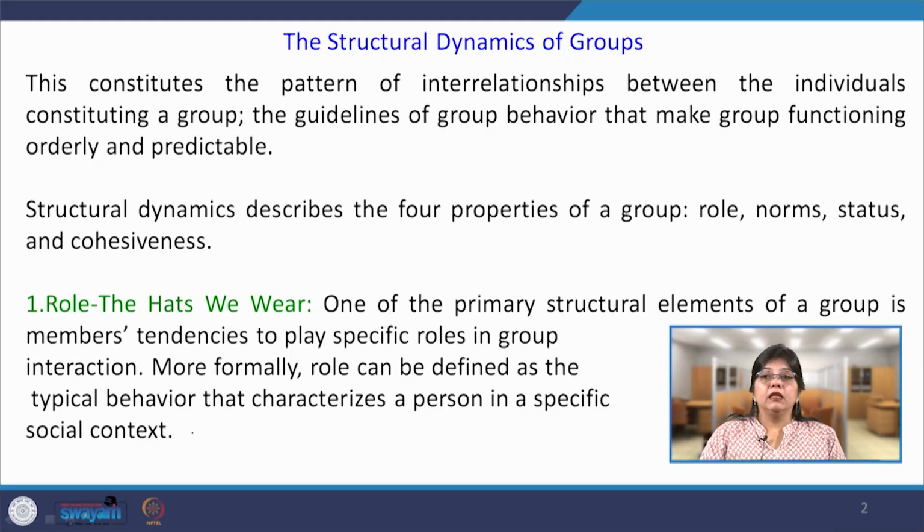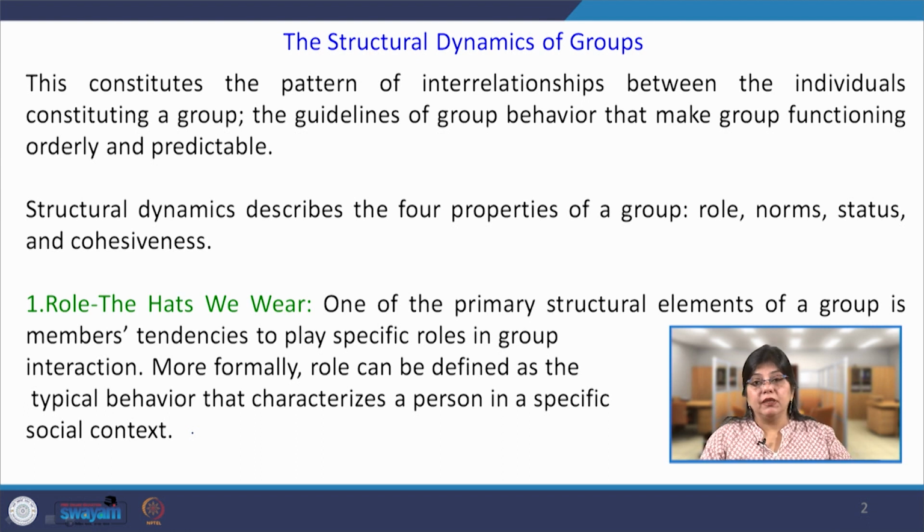This constitutes the pattern of not only how the group will function, but it also defines the patterns of interpersonal relationship among members, and that makes a group function on an overall basis. So, structural dynamics describes 4 properties of groups, that is, there are 4 main components of any group that make the group highly functional, orderly and organized. The first is roles, norms, status and cohesiveness.